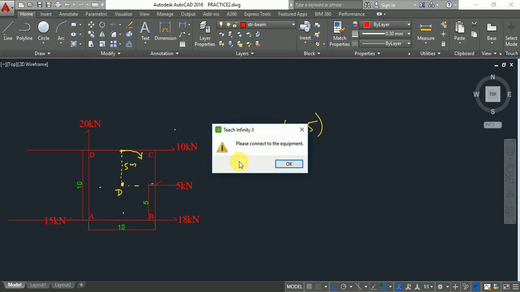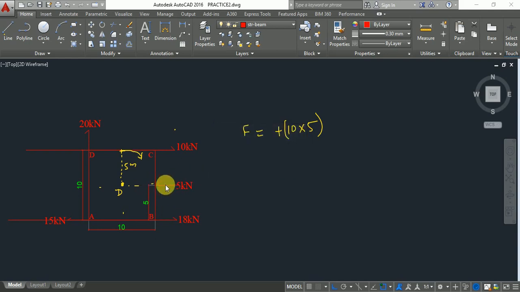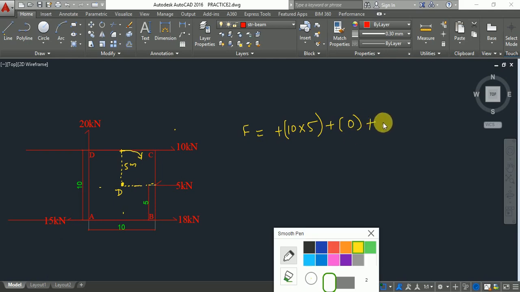Now come to this force. If I extend its line of action, the line of action is passing through the chosen point. There is no perpendicular distance. So what happens? That moment will become zero, plus or minus. Let us not write any sign conventions here.